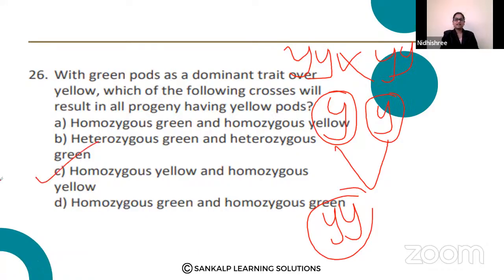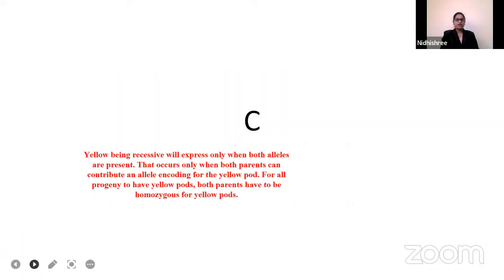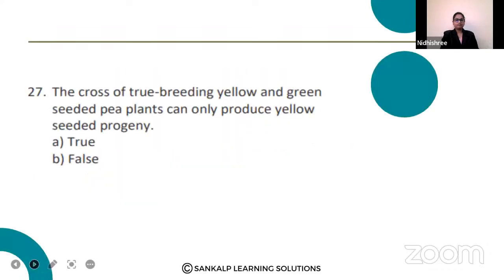Oh, most of you answered it. Okay, then 27th question. The cross of true breeding yellow and green seeded pea plant can only produce yellow seeded progeny. Option A true, option B false. It says that when you cross true breeding yellow and green plants, you get only yellow seeded progeny. Option A is true, option B is false.